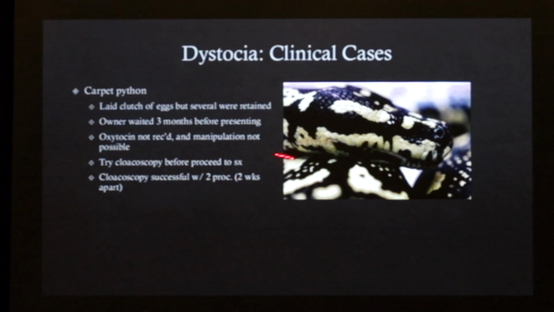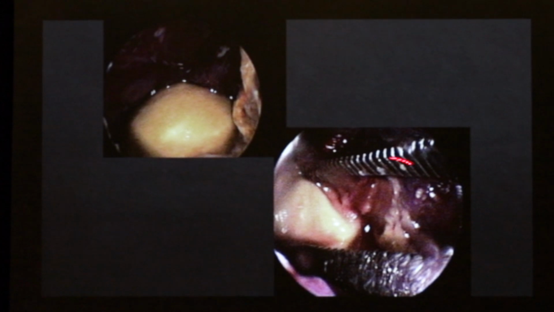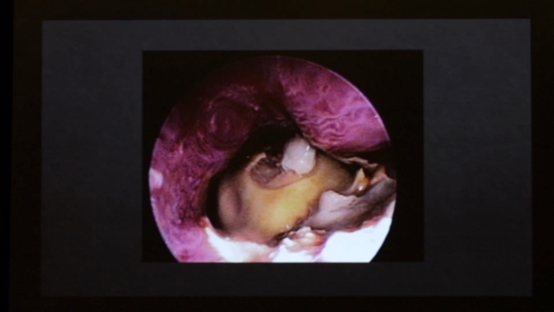A carpet python came in that had a dystocia going on, and we tried the cloacoscopy. Oxytocin wasn't recommended because they had waited too long. And so this is what I saw on endoscopy. Look how inflamed the oviduct wall is and a very abnormal looking egg. So we attempted to remove it, but it would not come out. What we ended up doing is we treated that animal for 2 weeks with antibiotics and anti-inflammatories. We went back in 2 weeks later, and you can see how much healthier the oviduct looks, and the egg was starting to break down, and we were able to grasp that.